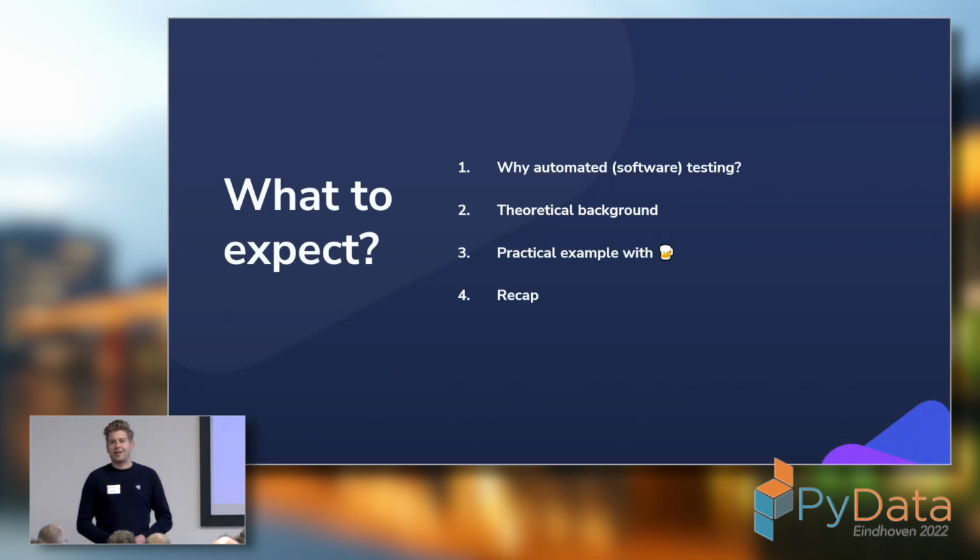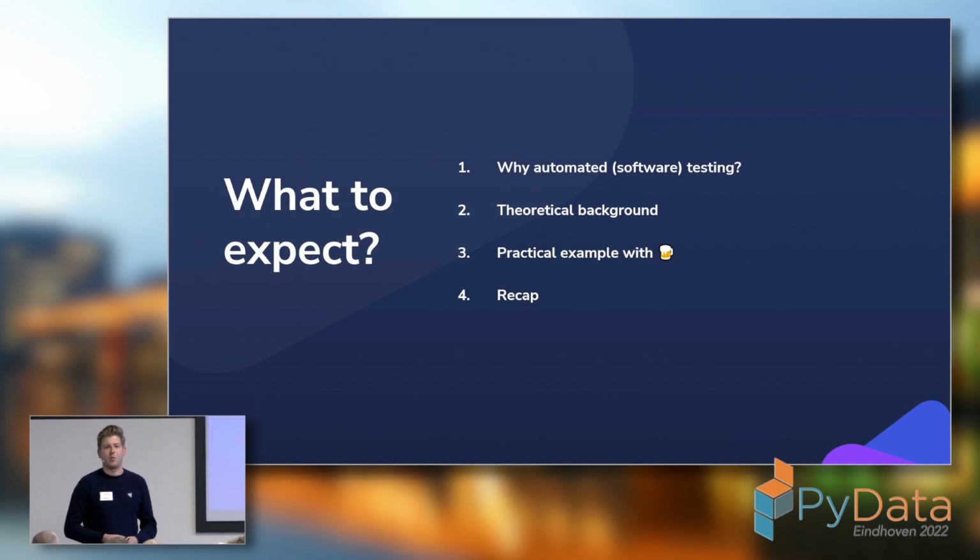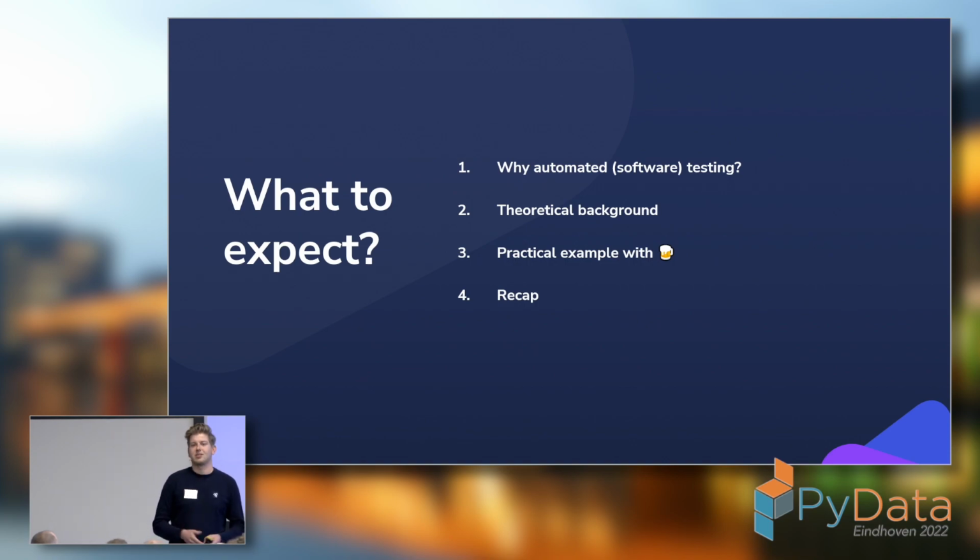So, what to expect today? First, I'm going to talk a little bit about automated software testing, what it is and why you would want to use it. Next, some theoretical background about testing, so what it conceptually is. Next, we're having a practical example using beer. I thought that would be a nice use case for the audience. And finally, I have a recap where I have some practical examples on how you can use it for your projects that you do on a day-to-day basis.